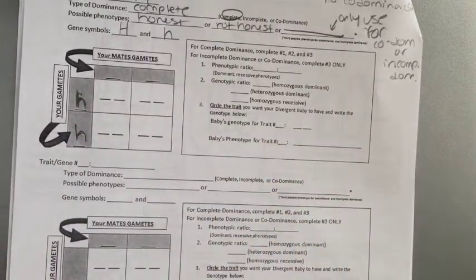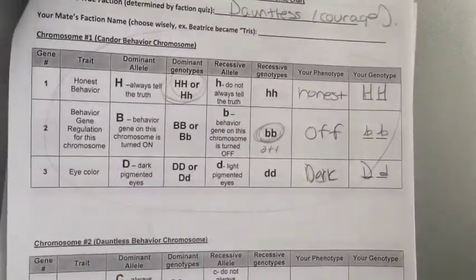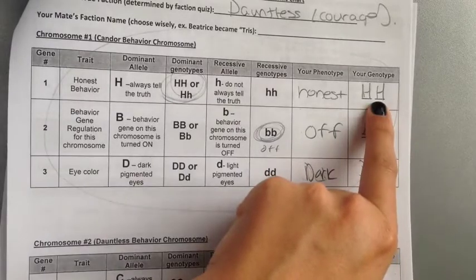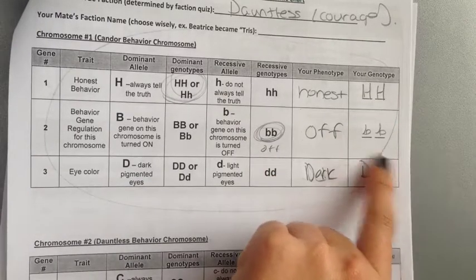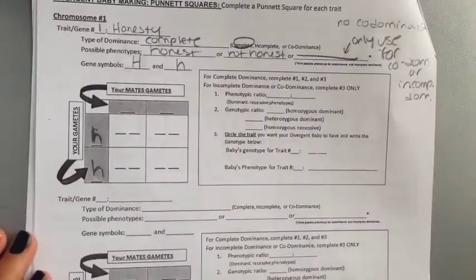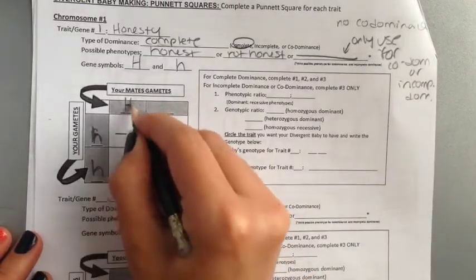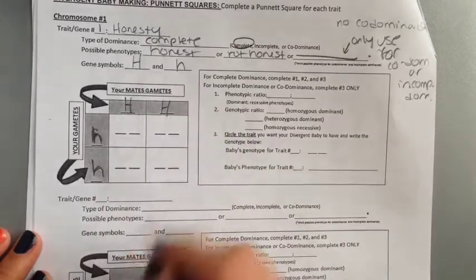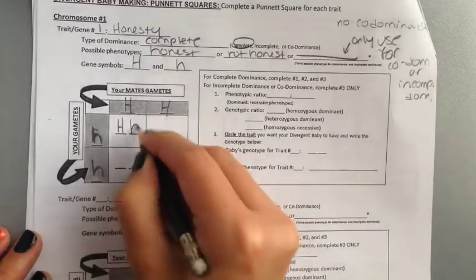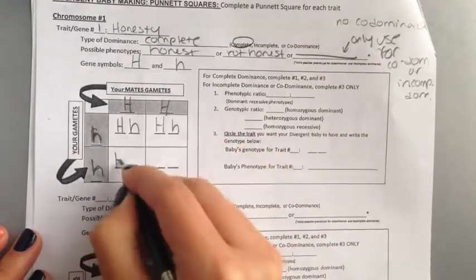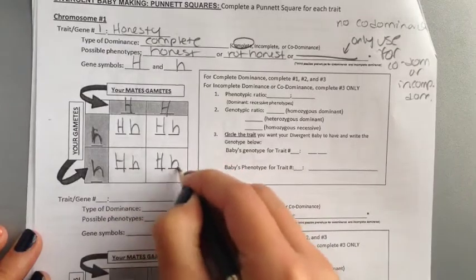Now on the other hand, my mate was honest. And so if I look at my mate's chart, let's do that right here. My mate's chart was honest, so he had the big H, okay, but that was turned off. So keep that in mind. So we're going to come back over here, and what we're going to look at is my mate was big H, and go ahead and complete the Punnett square. So we have big H, little h, big H, little h, big H, little h, big H, little h.